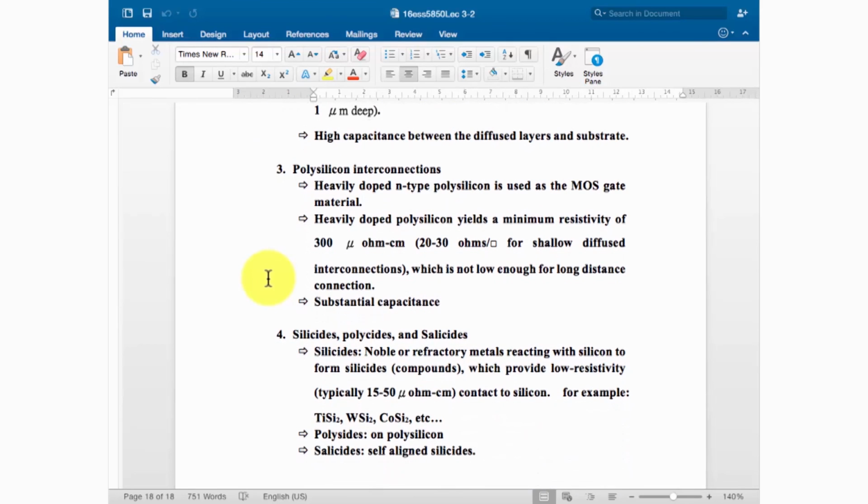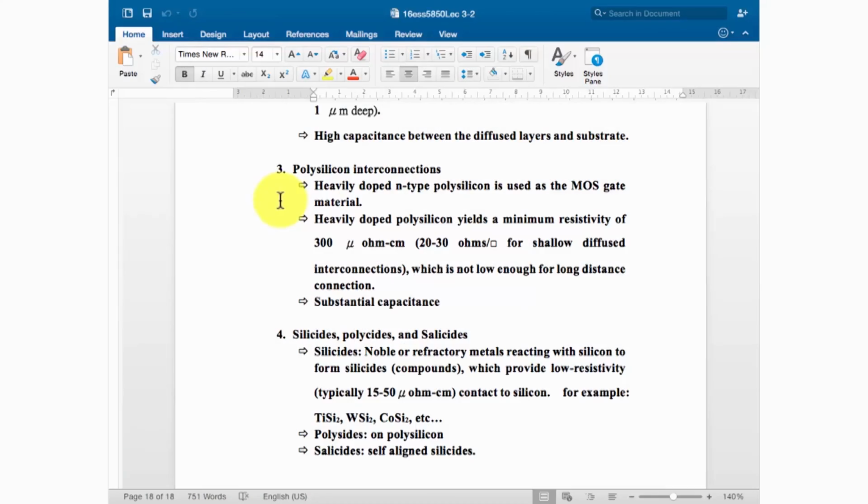And for polysilicon interconnection, polysilicon is actually different from single crystalline silicon. We will discuss this later. Polycrystalline silicon has a lot of small single crystalline silicon regions with different orientations connected with each other. So they have a lot of grain boundaries. When you apply voltage, the grain boundaries can provide a lot of resistance to the current.